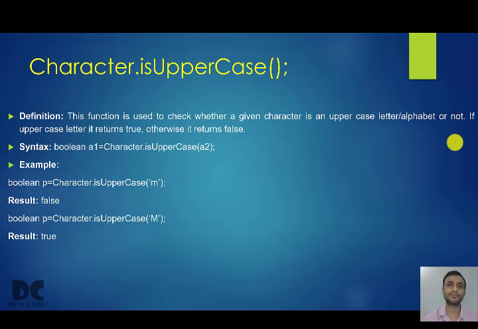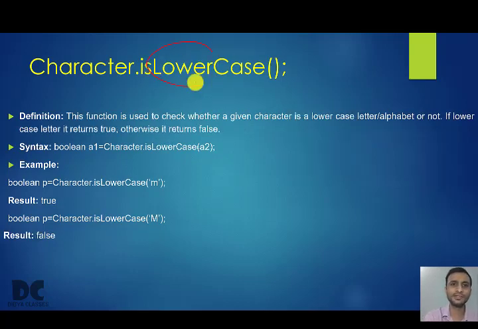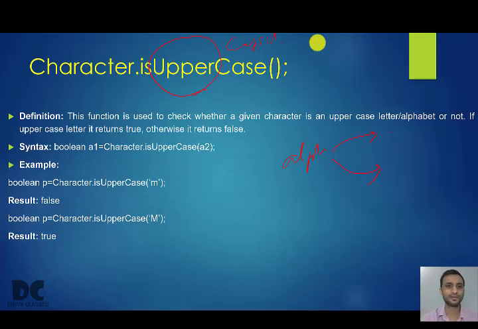Next is character is uppercase. So here you already know that there is an alphabet and you want to check if that alphabet is capital or small. Capital means uppercase, that is nothing but capital letters. Similarly we have lowercase to check if it is in small case, that is small letters. So here M is an alphabet. Is it in uppercase? No. Therefore you got the answer as false. Here capital M is an uppercase letter. Therefore you got the answer as true.